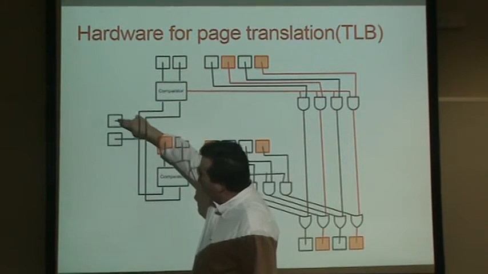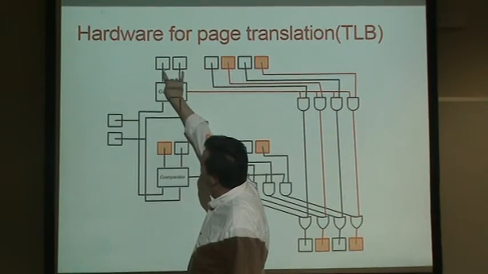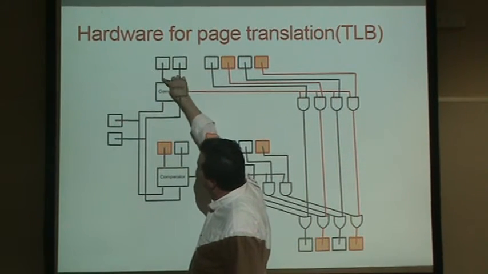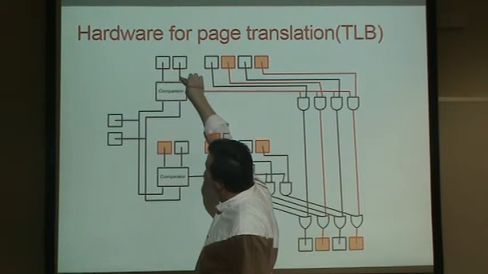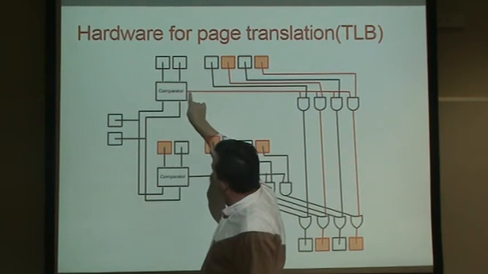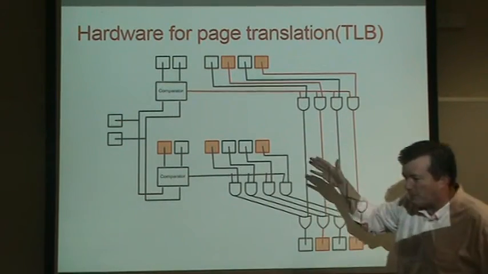So I'm comparing 00 to 00, putting these two zeros into here and these two zeros into here. This wire and this wire will go through an XOR. This wire and this wire will go through an XOR. The two outputs will get ANDed together, and the line will turn on as a perfect match.